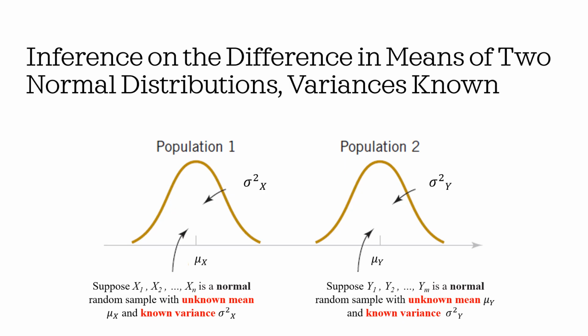Suppose we have a random sample of size n, x1, x2, up to xn, with an unknown population mean, mu of x, and known variance sigma squared of x, and a second independent random sample of size m, y1, y2, up to ym, with an unknown population mean, mu of y, and known variance sigma squared of y. We are interested to make an inference on the means of these two populations.